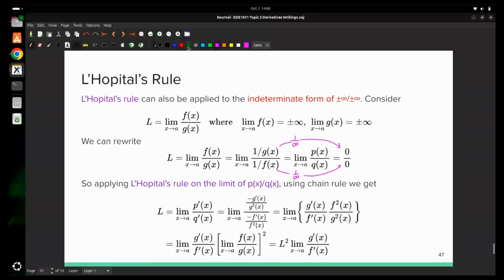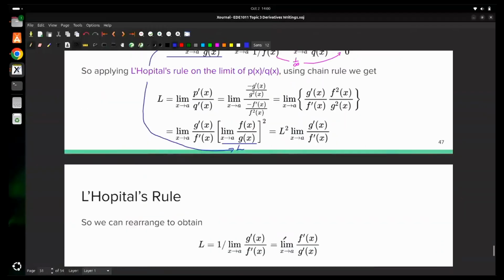Because the limit that you are trying to find in the first place is this. This thing inside the bracket is L. Can you see? This is L, so this whole thing is L squared. So then you notice L equals L squared times this limit. So you see that this limit is equivalent to L, because this is the L.